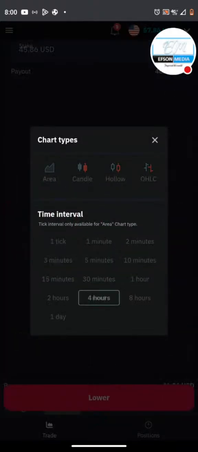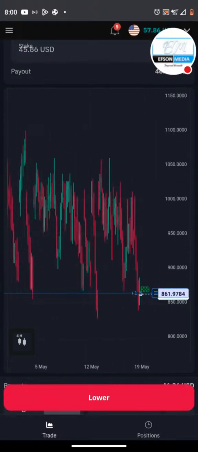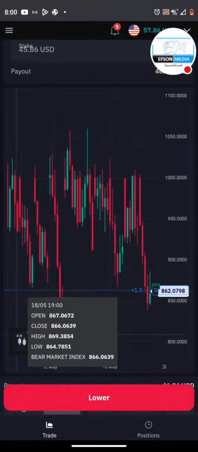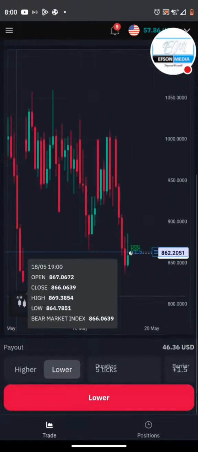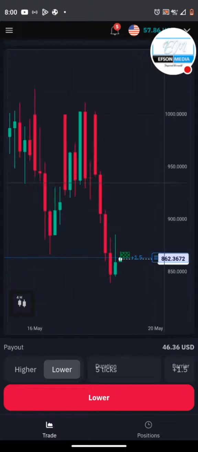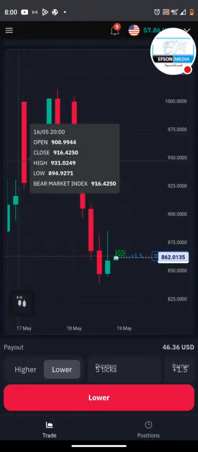So the 4-hour candle, you see there's a pullback here from a particular resistance. This is the bear market index. Bear market index are the market which mostly goes down, but sometimes it experiences upward trend. Okay. All right. So let's see what happens here.